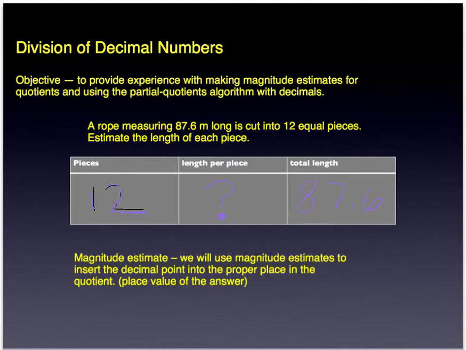There are many different ways of doing this, but let's look at the way Everyday Math wants us to focus on it. Everyday Math wants us to use a magnitude estimate. We did these for multiplication, so now we're going to use them for division. We will use magnitude estimates to insert the decimal point into the proper place in the quotient. The magnitude estimate will give us the place value of our answer.